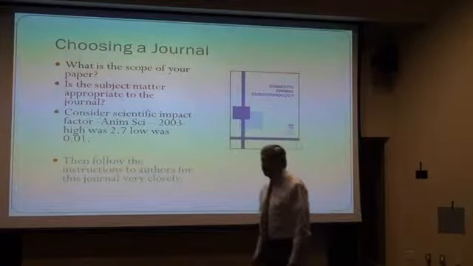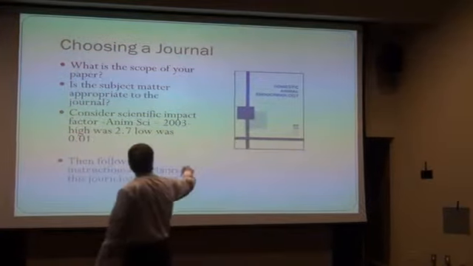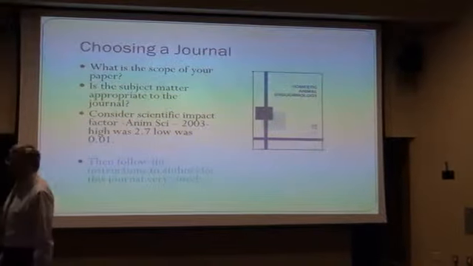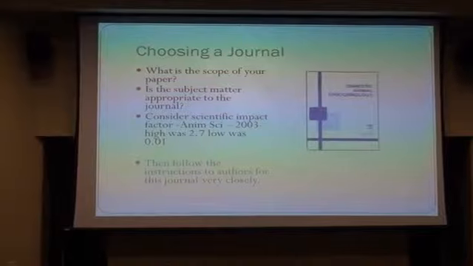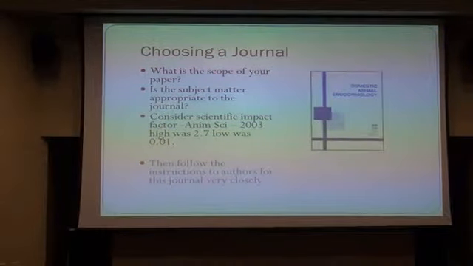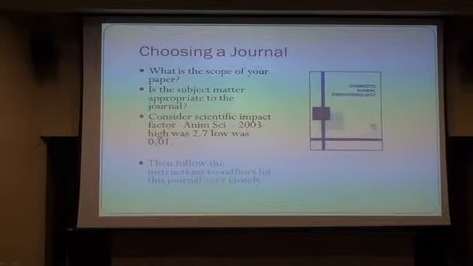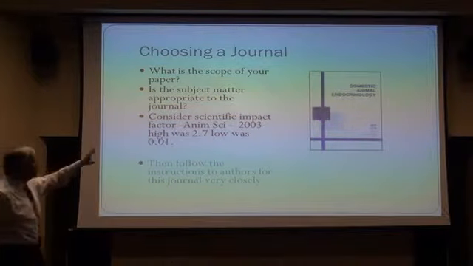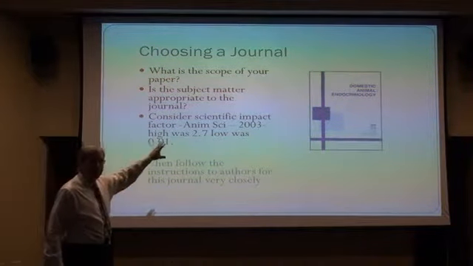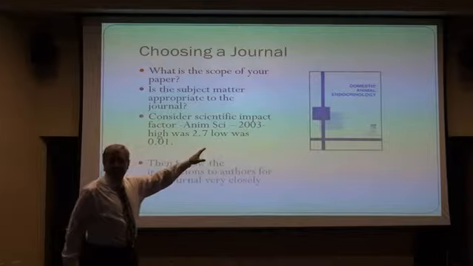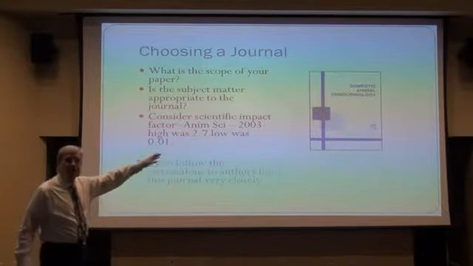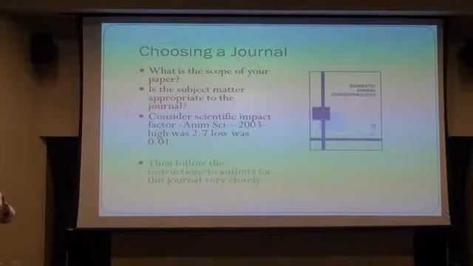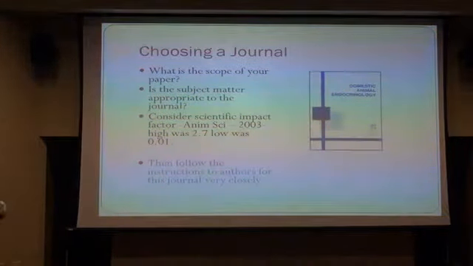The next thing to do is choose a journal. And I put a picture of the cover of the journal that I edited for about 25 years, just to give you some clue of how long I've been doing this stuff. So one of the first questions is the scope of your paper versus the subject matter being appropriate to this particular journal. So if you're looking at gray squirrel and nutrition, this is probably not the place for you to go.